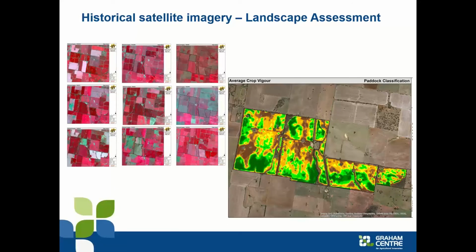So the technology is not diagnostic. It's not telling us why the issue is there. It's just telling us that there is an issue, or that there is a difference. It doesn't even tell us the magnitude of the difference. It's just telling us here are patches that are different. Someone needs to go out into the paddock and start investigating why they're there.